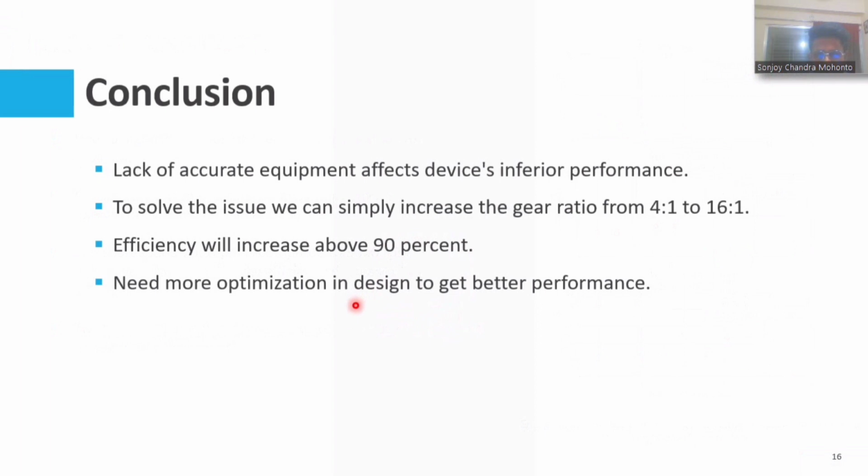After completing the research, we found that the lack of accurate equipment affects the device's inferior performance. To solve the issue, we can simply increase the gear ratio from 4:1 to 16:1 to meet the required speed, and this will increase the efficiency close to 90%. Finally, we can say this research has taught us important lessons, emphasizing the need for more research and development to improve the design, get the required tools, and optimize the device for better performance.